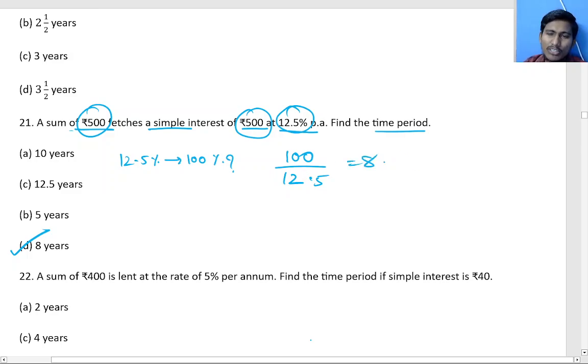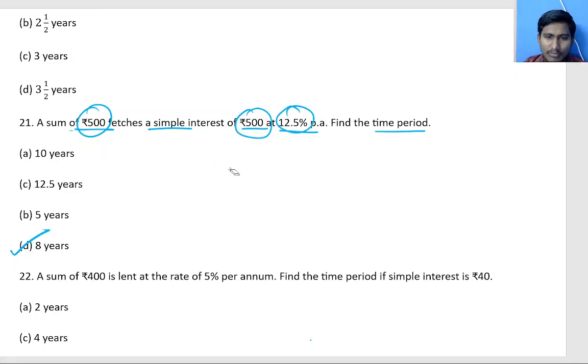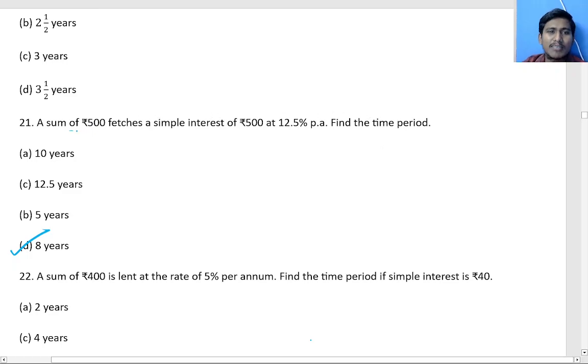Okay, so I will do it in, this is the shortcut. Now, let us do it here. So I will do it in the explanation method. See here, a sum of 500, sum of 500 means principal is 500, interest is also 500 only, at 12.5%.